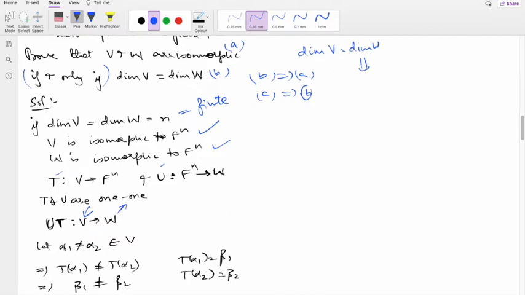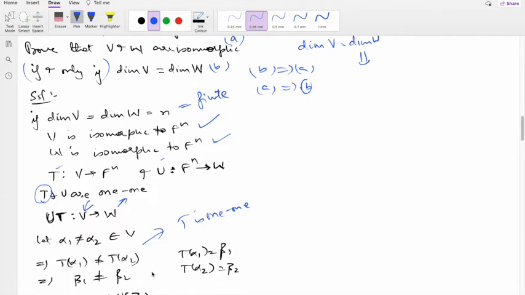So now consider that alpha 1 is not equal to alpha 2, some non-equal vectors in the vector space V. This would mean that T of alpha 1 is not equal to T of alpha 2, right? Because T is 1-1. Now let's say T of alpha 1 is beta 1, T of alpha 2 is beta 2. Which means beta 1 is not equal to beta 2.